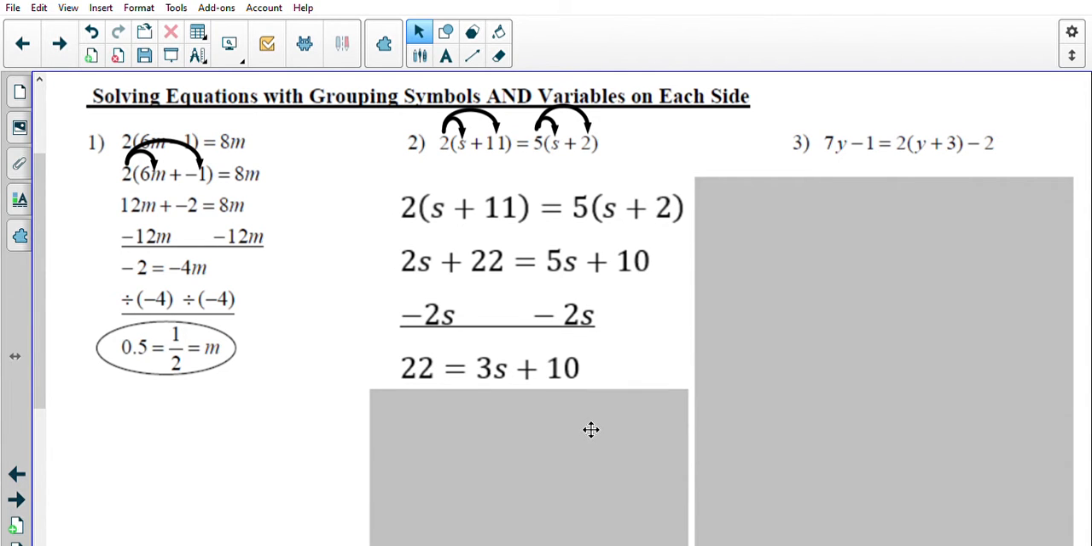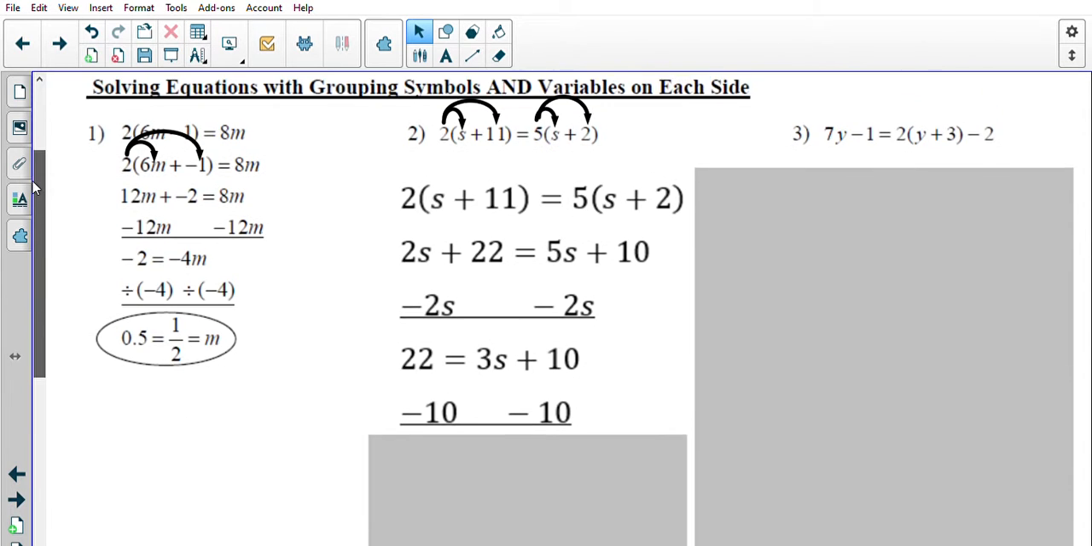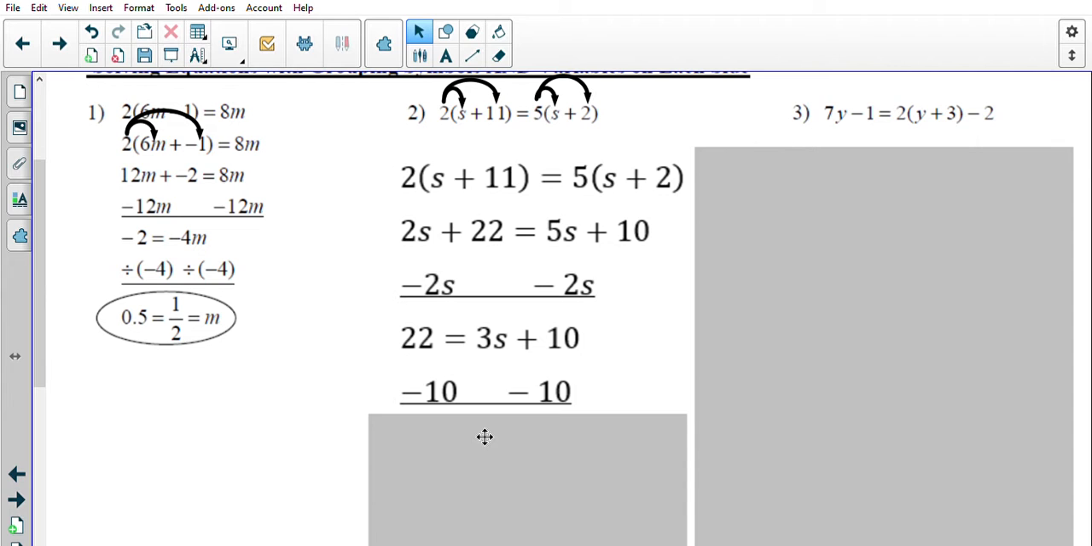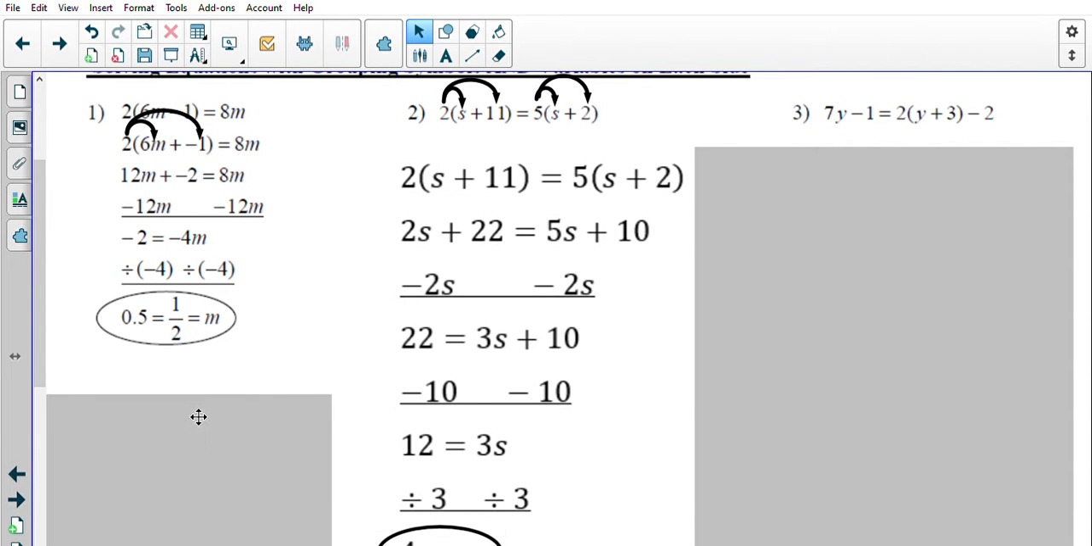Now we just have a two-step equation. So at this point, I just solve it like I do any other two-step equation. I'm going to subtract 10 from both sides. 22 minus 10 is going to get us 12, so we have 12 equals 3s. My last step is to divide both sides by 3. 12 divided by 3 gets us a solution of 4.